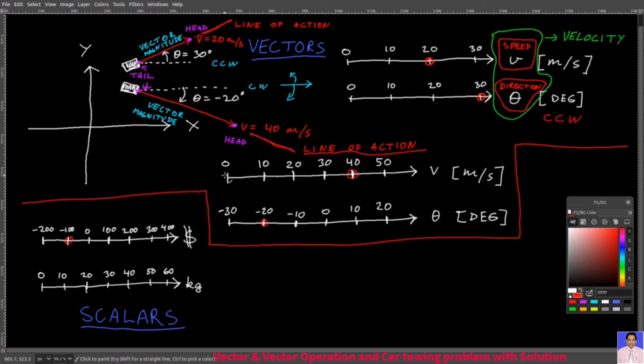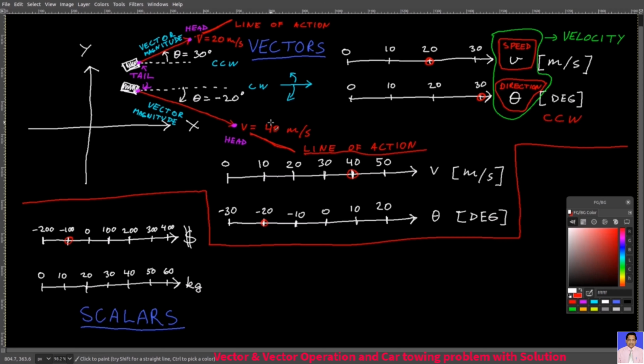Note that when dealing with vectors, their magnitude, or in other words, the length of the arrow, cannot be negative. It's just the length of the arrow. It goes from 0 to some kind of positive number. And then the angle theta rotates that arrow in the right direction.